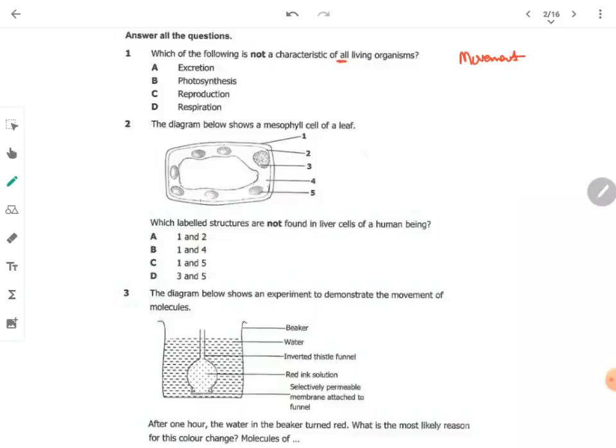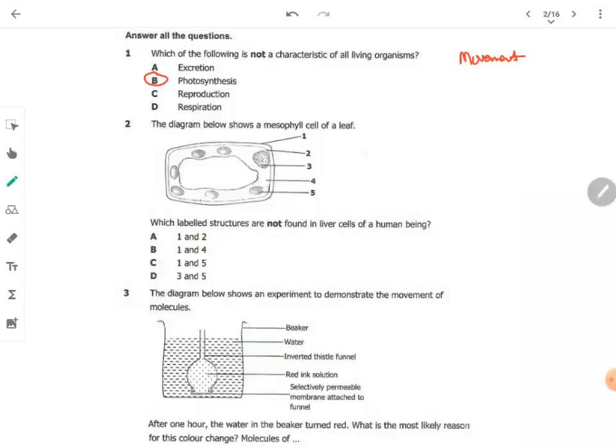Now, is it because not all organisms are able to excrete? All organisms are able to excrete. All organisms are able to reproduce. All organisms are able to respire. So the answer is B. Photosynthesis. Not all organisms are able to photosynthesize, for example, human beings.